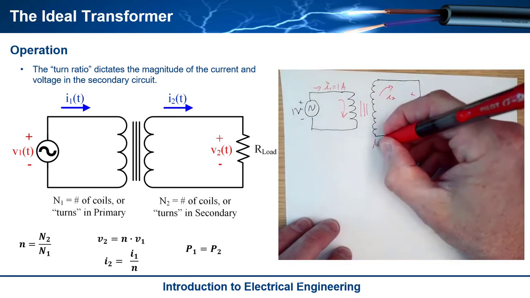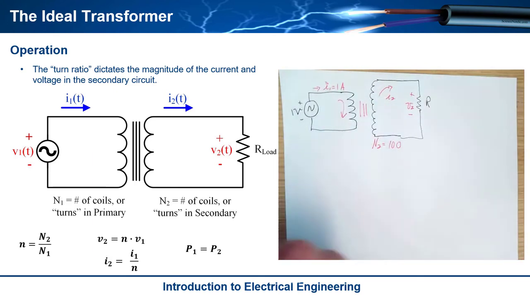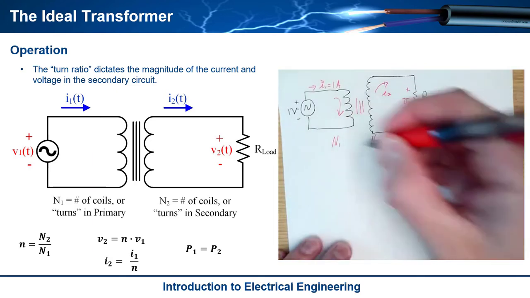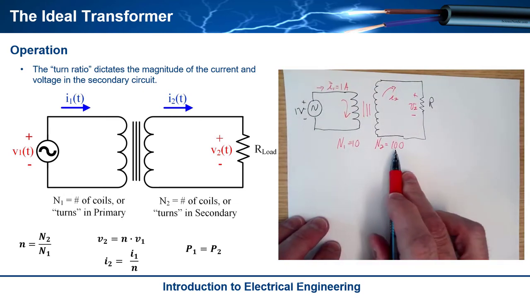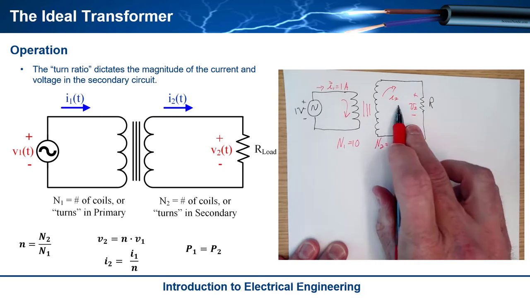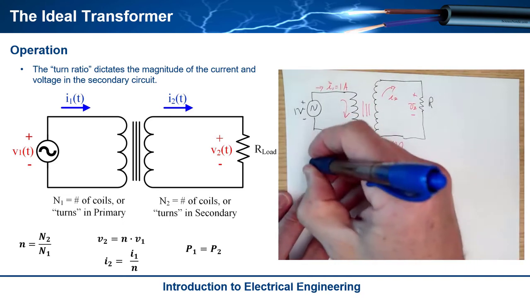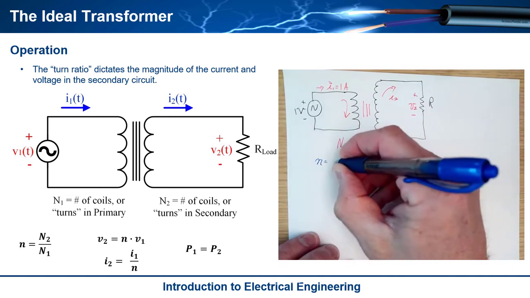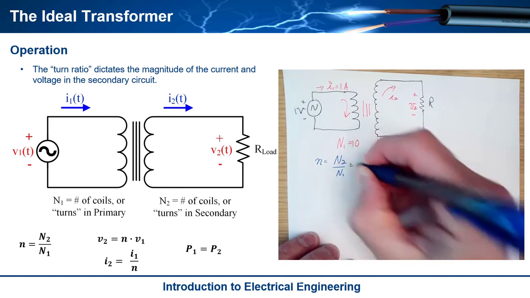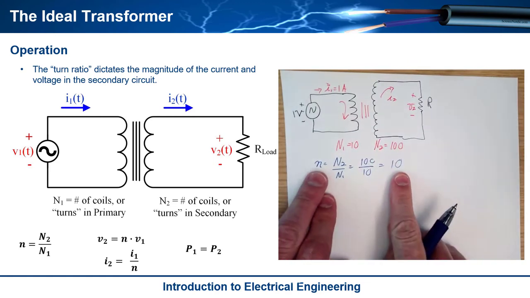So let's say that we just had N2 is equal to, let's do like 100, okay, and then we'll do N1 was equal to 10. Okay, so we have 10 turns over here and 100 turns over here, and I want to see what I2 and V2 are, and then I want to figure out if the power is preserved, and we'll just double check our work. Okay, so the first thing we need to do is come up with the turn ratio. So I'm going to go N is equal to N2 over N1, which is equal to 100 over 10, which is equal to 10. So we have a turn ratio of 10.